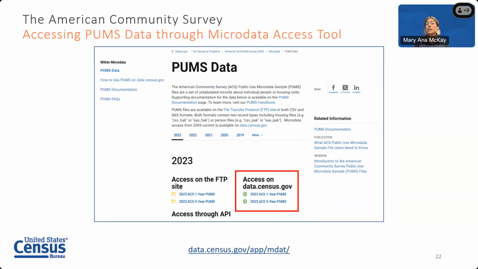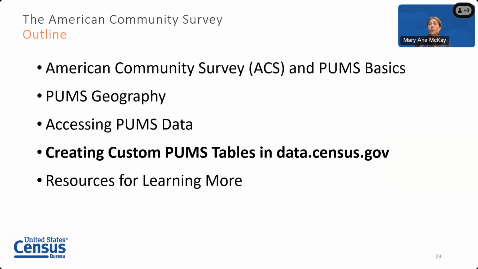So as you can see, there is also another way to access the data besides that FTP site. Admittedly, this method is the main way I personally access PUMS data. So without further ado, I'm going to now pass the torch off to my colleague Tyson to share how to create custom tables in data.census.gov using the MDAT tool. So this is the method that requires no knowledge of statistical software in order to create your own custom tables.